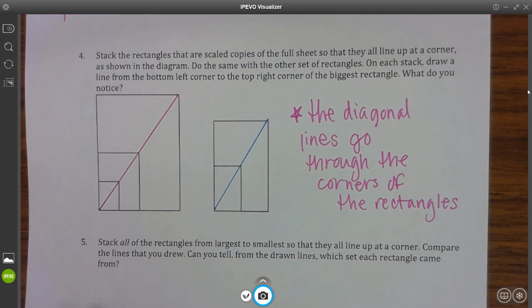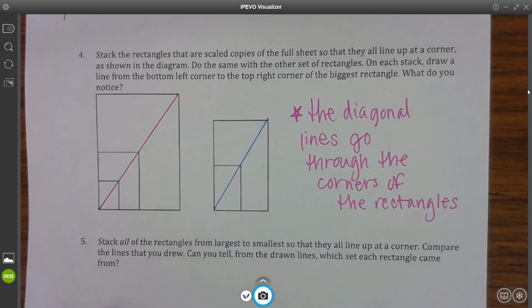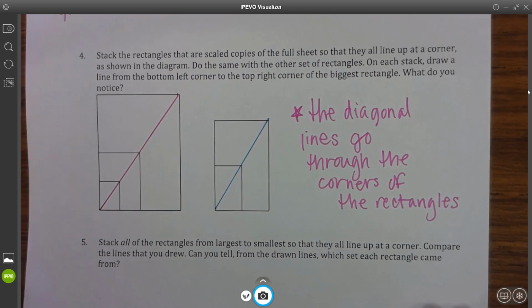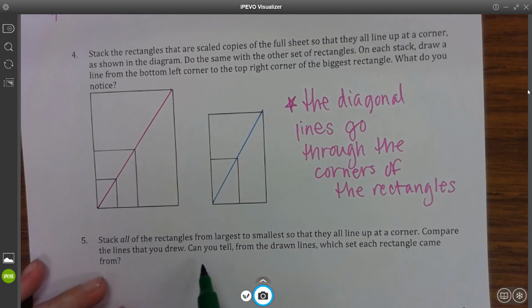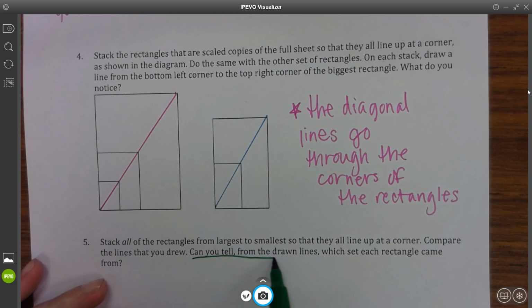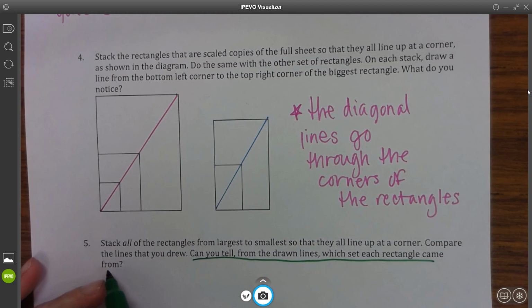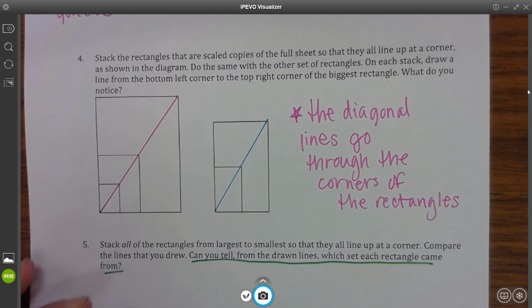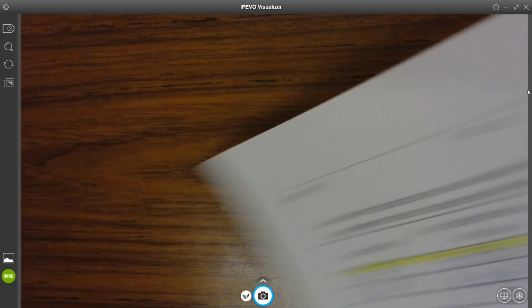Now this last one, number 5, I'm actually going to show you. Number 5 wanted you to stack every single rectangle together and see what happens. So I'm going to do that, and as I do this, can you tell from the drawn lines which set each rectangle came from? So think about that as I show you.